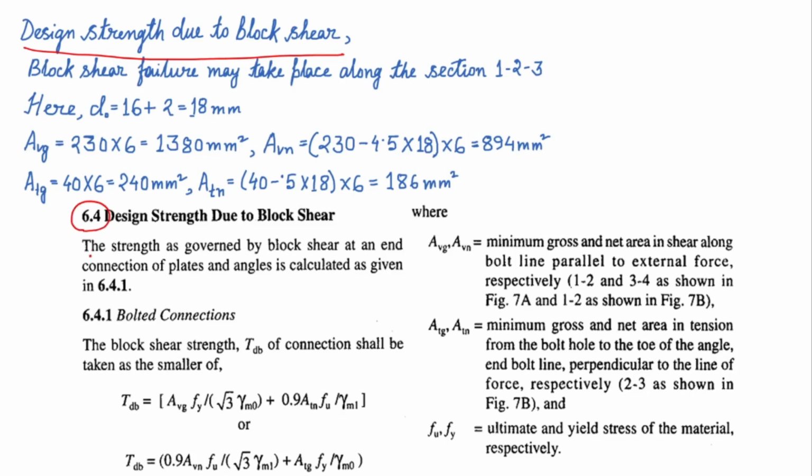Under clause 6.4, in 6.4.1, block shear strength for a bolted connection is given. Here two formulas are given for block shear strength. We have to calculate the block shear strength using the two formulas, and the minimum of these two values will give us the block shear strength for the bolted connection.